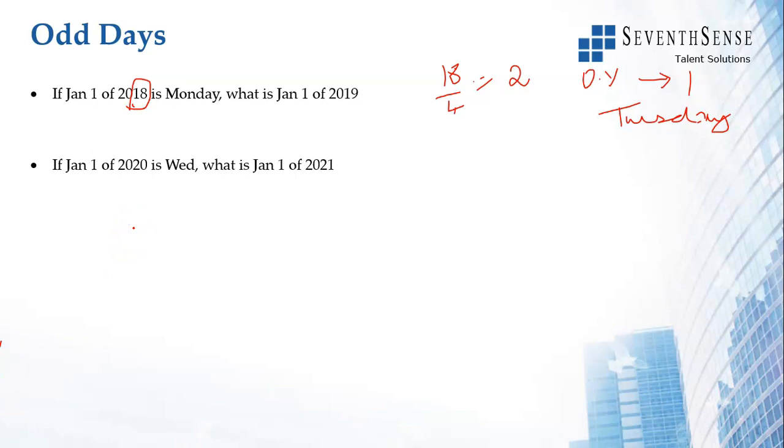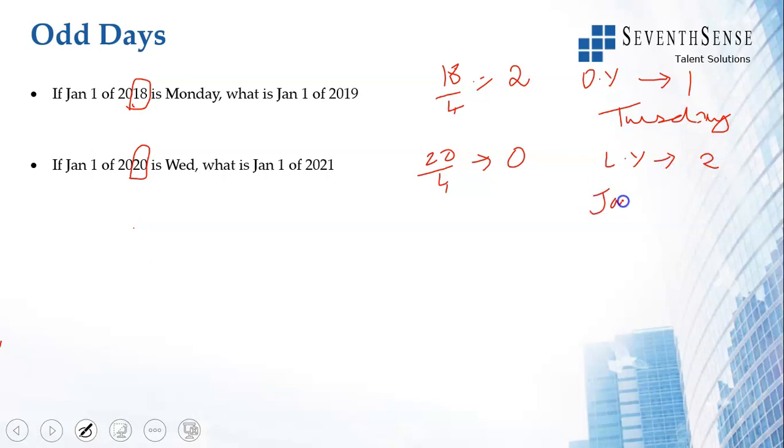If Jan 1st of 2020 is Wednesday, what is Jan 1st of 2021? So this is 20 by 4, it leaves a remainder of 0. So it is leap. Leap years have two odd days. So Jan 1st is Wednesday. Jan 1st of 2021 would be Wednesday plus 2.